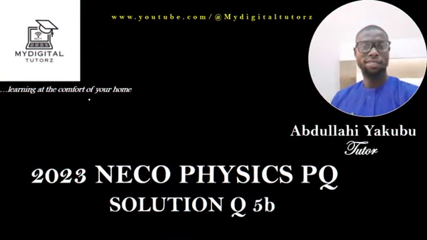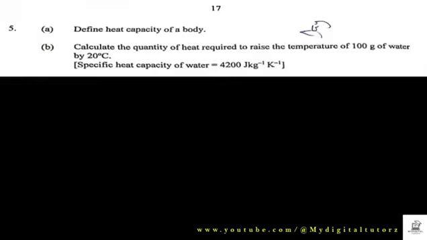Hello everyone, this is in continuation of our 2023 NECO Physics Past Question Solution Series, question 5. Question 5 says, calculate the quantity of heat required to raise the temperature of 100 grams of water by 20 degrees Celsius, given that the specific capacity of water is 4,200 joule per kg per Kelvin. So let's quickly solve this.